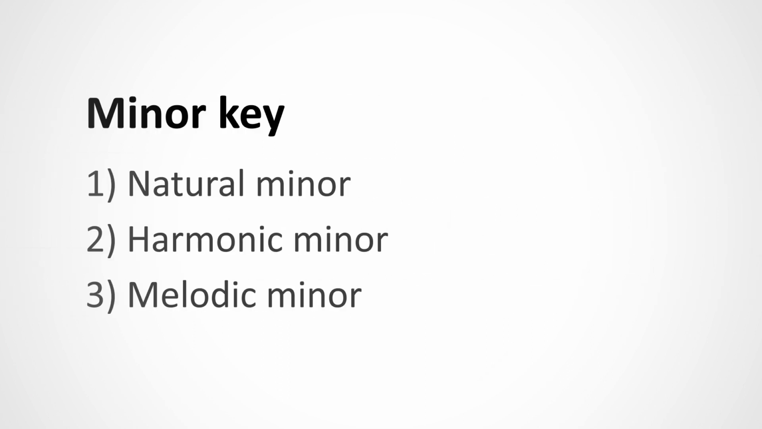However, since we have 3 different types of minor scale, natural, harmonic, and melodic, which type do we use for triad building within a minor key? Well, in short, we generally use the harmonic minor. That makes sense when we're building harmonies, right? Harmonic minor, harmonies.